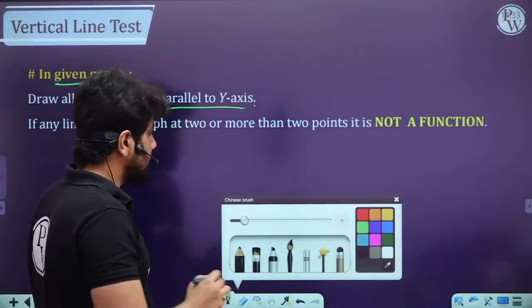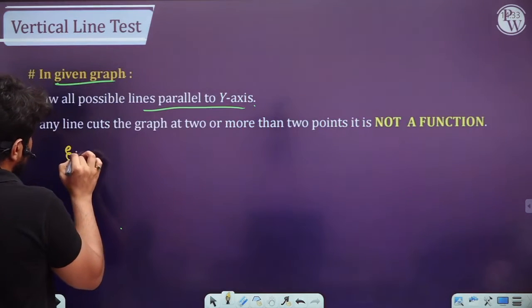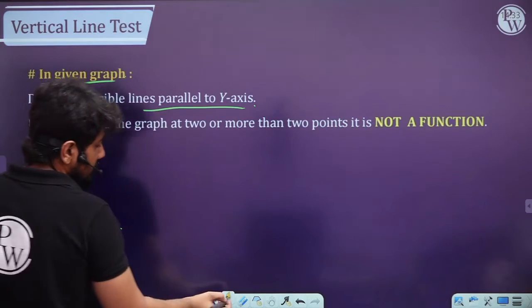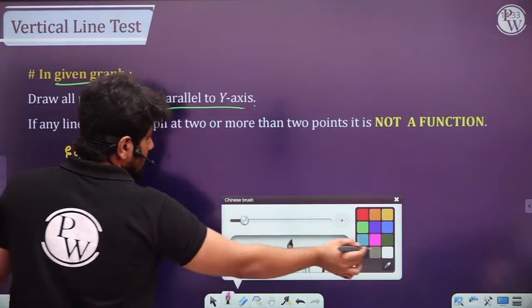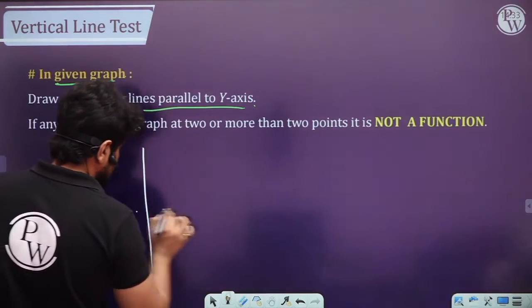Let me give you two examples. Example 1. Suppose I give you the graph like this.